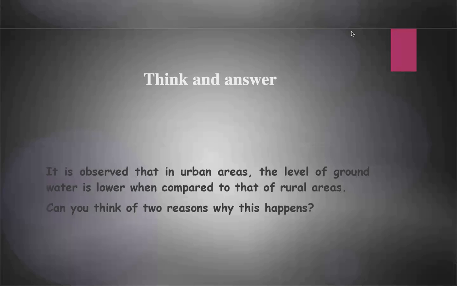Now, based on our understanding of what we have just gone through, there is a very simple question. It is observed that in urban areas, the level of groundwater is much lower when compared to that of rural areas. And this is a common observation, not just in our country, but in every part of the world. Now, can we think of two reasons why this usually happens? That the groundwater level is much lower in urban areas, which are the cities and towns, when compared to rural areas like villages.